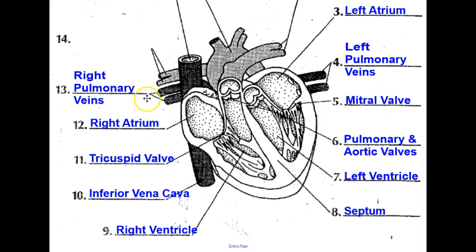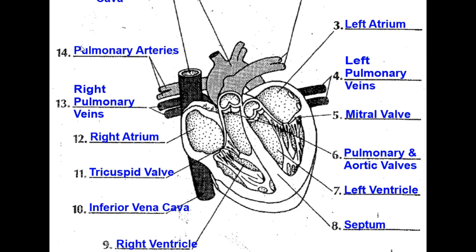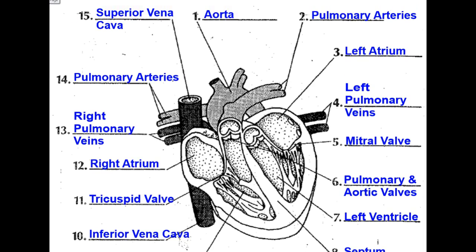13 would be the right pulmonary veins. 14 would be the pulmonary arteries. And these, of course, go back and forth between the lungs on the other side of your body. And number 15, the superior vena cava. So inferior meaning lower, superior meaning upper. All right, that'll do it for our human heart diagram. Back to our note-taking sheet.